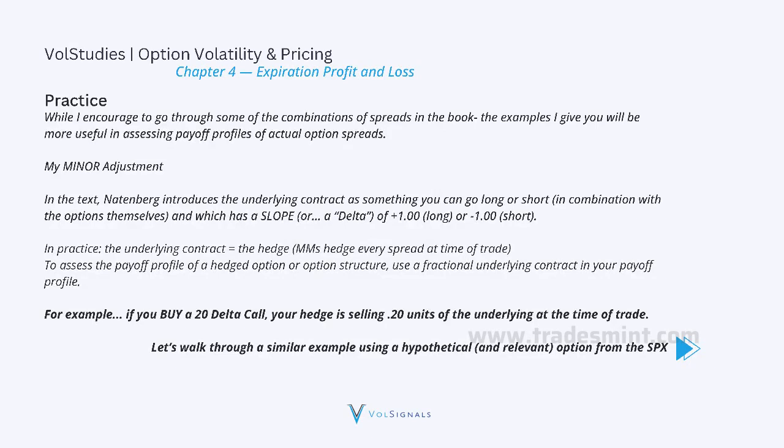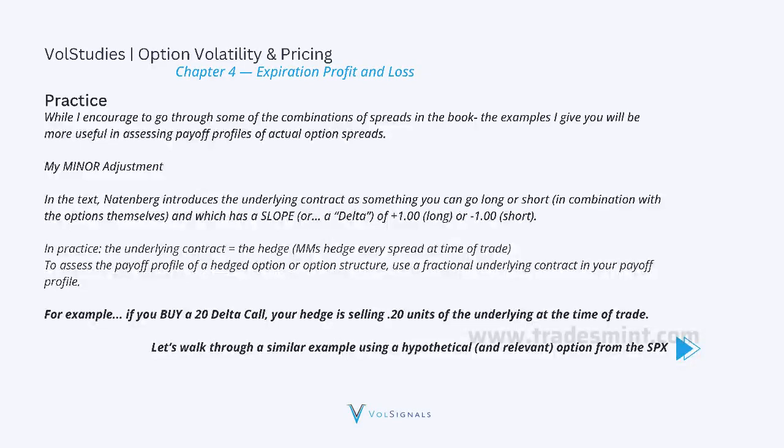Now, while Natenberg introduces the underlying contract as a unit quantity or an integer as part of a combination of different integers of an option, I think it's not only more intuitive, but really applicable to the way we trade to think about structures as one-up spreads or single strategies that are hedged on a delta. Instead of using whole integers, we're going to drill down into option spreads and strategies and hedge them with fractional shares of the underlying, exactly as you would if you were a market maker or trading volatility delta neutral.